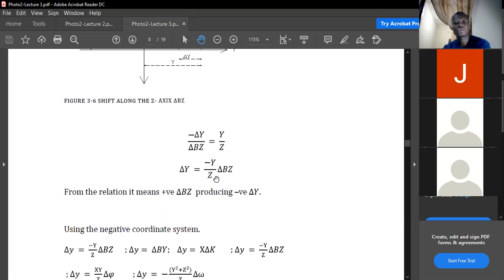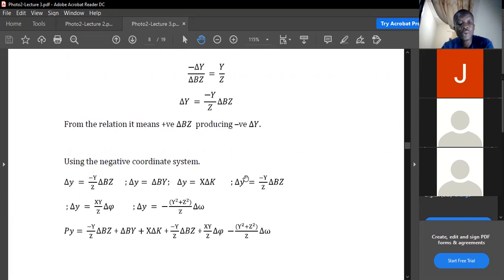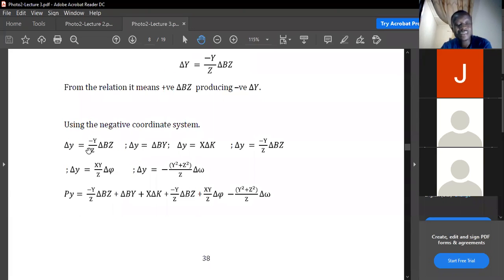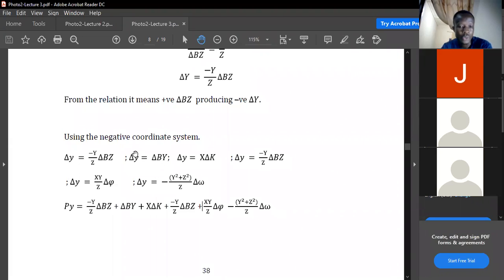They're nasty. All right, so delta y is equal to minus y over z times delta bz, which is a typical example of every movement that we make. Remember, we can make about 6 types of movements: 3 rotations, 3 shifts, or 3 rotations, 2 shifts that are relevant. So there we go. We have done the work for you. We don't have to worry about the derivation. We can establish the fact that we have delta y, a change in y. This is the first one that we have derived.